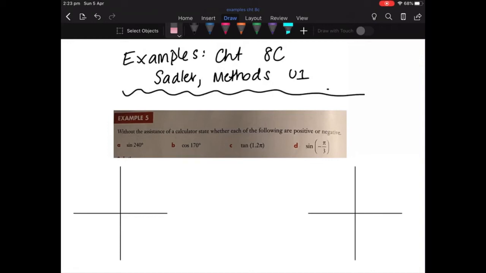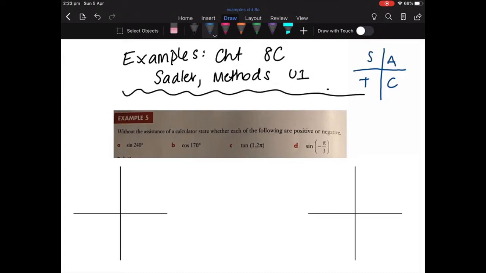Hello, so we're looking at examples from Chapter 8C, Sadler Methods, Unit 1. Let's just quickly remind ourselves of our little diagram to help with this. So we've got S, A, T, C. Without the assistance of a calculator, state whether each of the following are positive or negative.